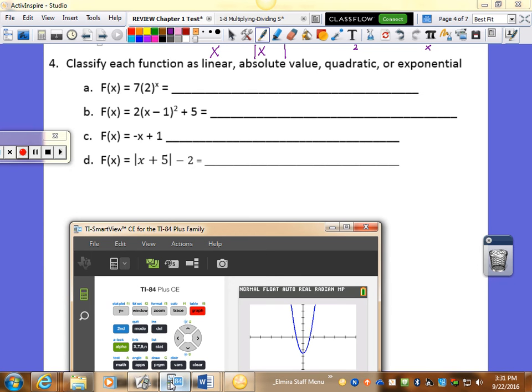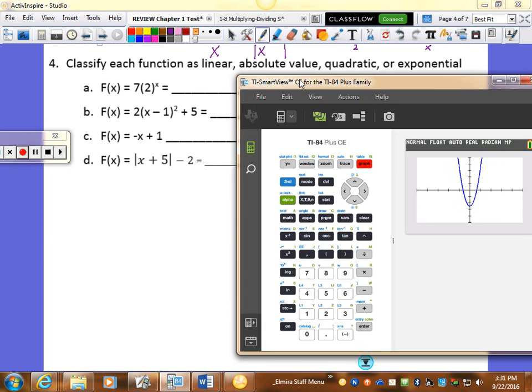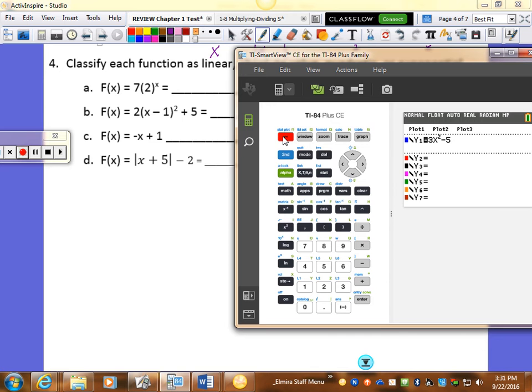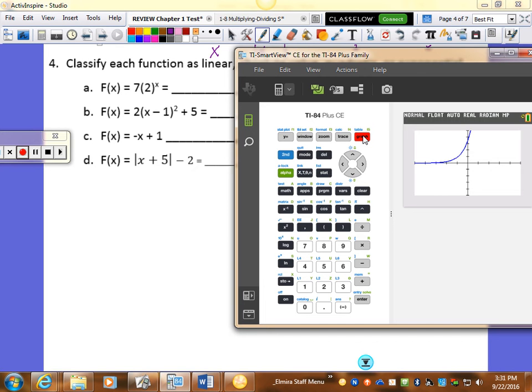You have a calculator. At the very least, you should recognize the pictures by now. So y equals, okay, 7 parenthesis 2 parenthesis caret x. So that is x for an exponent. I would love for you to know that was exponential, but if you didn't, I want you to look at the graph and see that it's exponential.